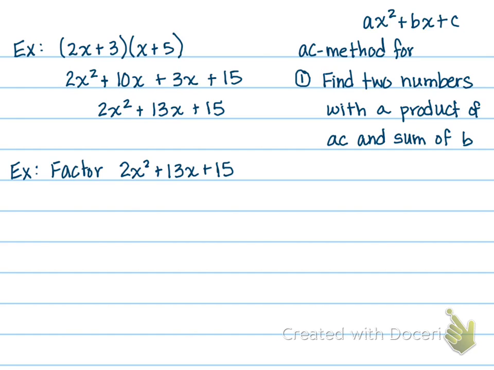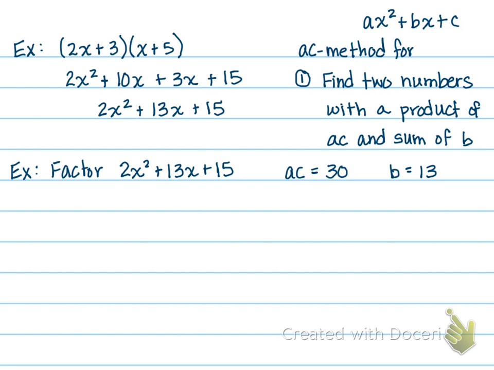So in our case here, A times C is equal to, well, A is 2. So is it 30x squared, or is it just 30? It's just 30. So we're just working with the coefficient. So 2 times 15 gives me 30. And then B is just the coefficient of the middle term, which in this case is 13.